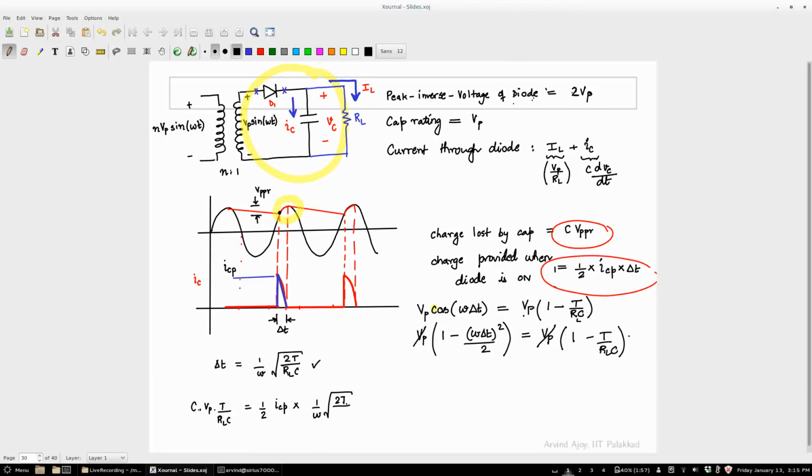It will be equal to half into ICP into this quantity delta T, and delta T is 1 by under root of 2T by RLC, right? So how do you simplify this? You want Vp from here, so your capacitance. What is Vp by RL? That is your IL, right here. Vp by RL is your I. So this is nothing but I.